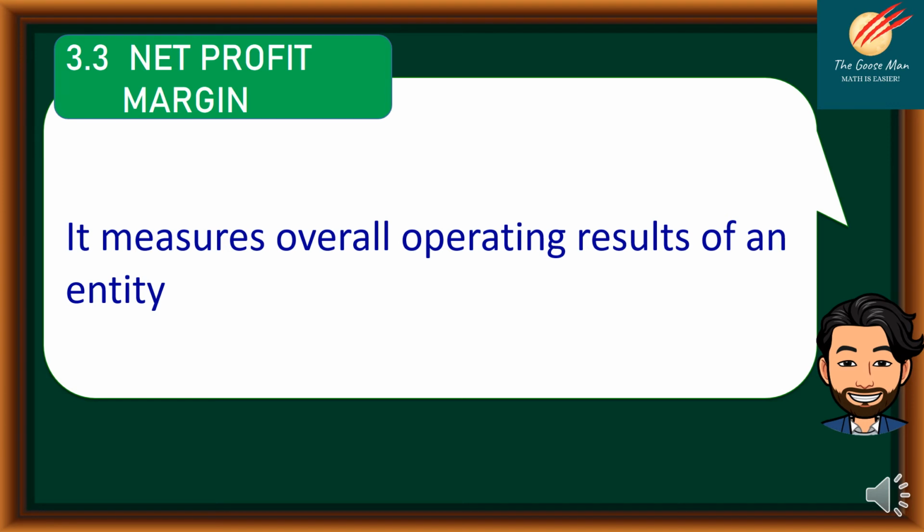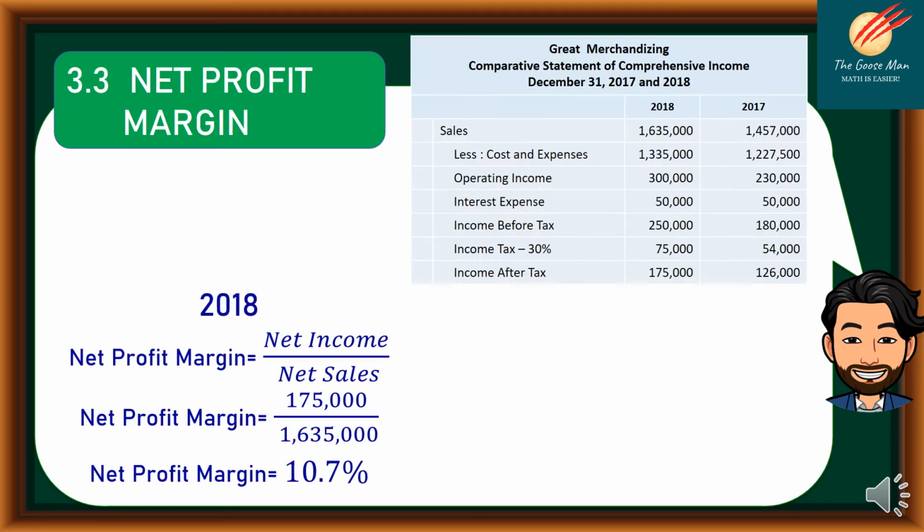Let's move on to the net profit margin. It measures overall operating results of an entity. So for the net profit margin, the formula that we will use is net income divided by the net sales. So again, this is the basis for our computation. If we will look for the net profit as of 2018, we have 175,000. So this is your income after tax divided by your net sales of 1,635,000. So you have a net profit margin of 10.7%.